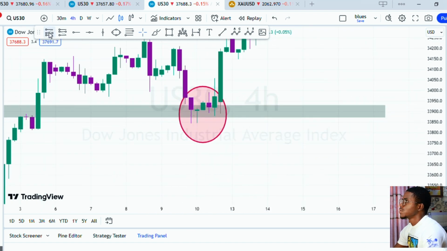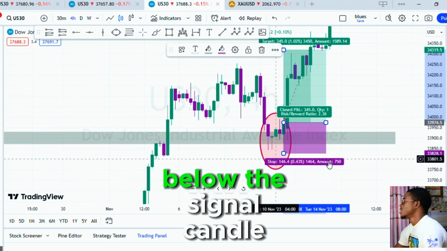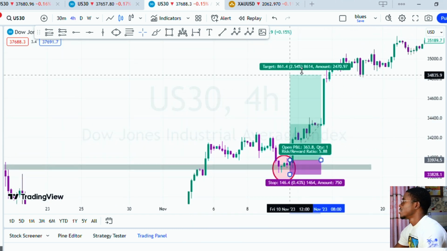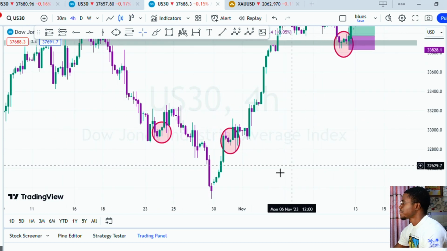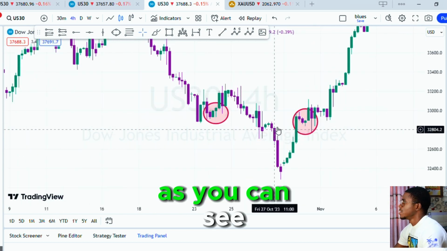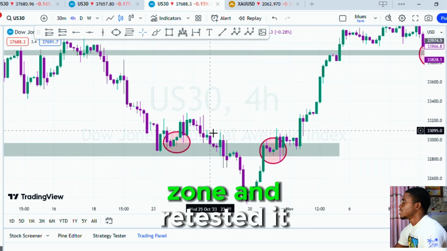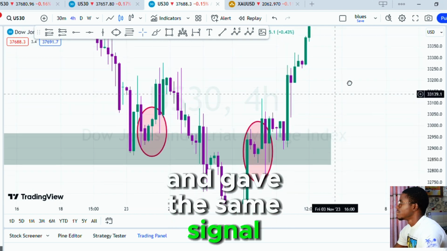And the right place to enter the trade is here. Place your stop loss somewhere here below the signal candle and ride the trade upward. Then this very one, as you can see, here is another area of interest. Market pushed above the zone and retested it and gave the same signal before pushing up.